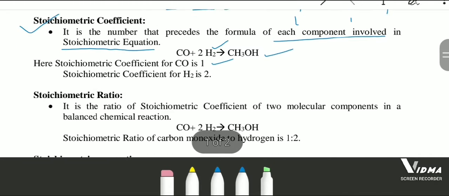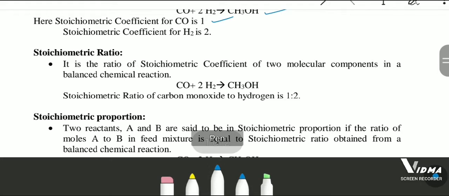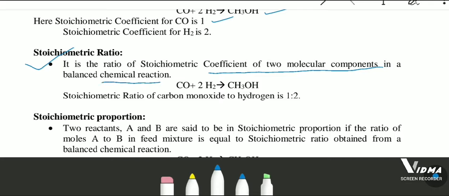Now let's come to the stoichiometric ratio. Stoichiometric ratio is the ratio of stoichiometric coefficients of the two molecular components involved in the chemical reaction. Here, in the synthesis of methanol, the stoichiometric ratio of carbon monoxide to hydrogen is 1:2.